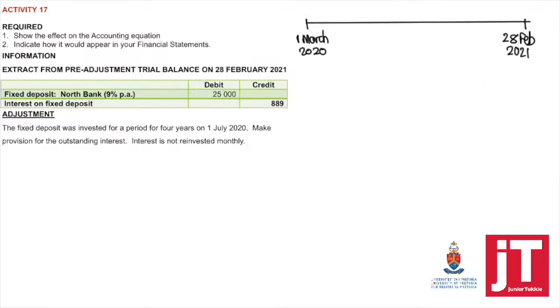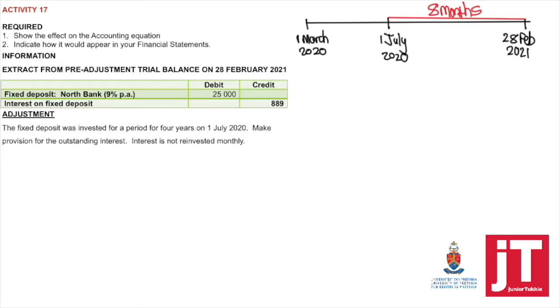If I look at activity 17, show the effect on the accounting equation and indicate how it will appear in your financial statements. So the adjustment says the fixed deposit was invested for a period of 4 years on the 1st of July 2020. Make provision for outstanding interest. Interest is not reinvested monthly. So what is important to understand here? I didn't have this investment since the beginning of the accounting period. We only invested it on the 1st of July, which means we had it for 8 months this accounting period.